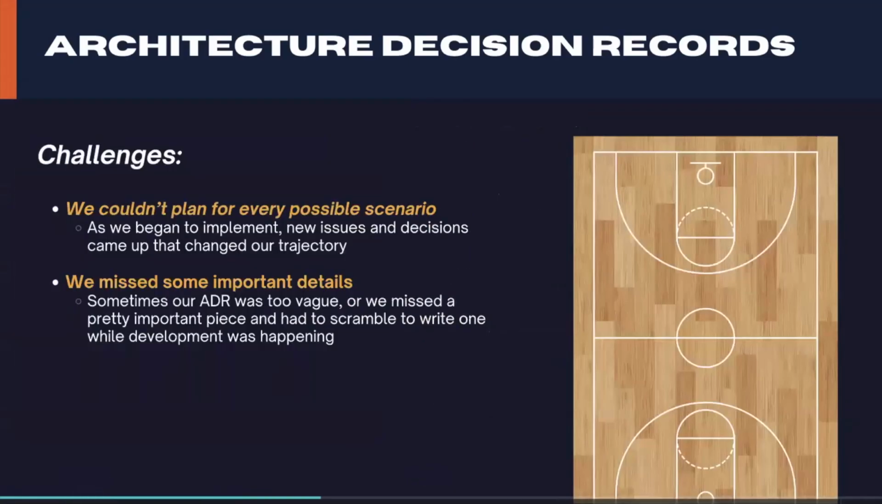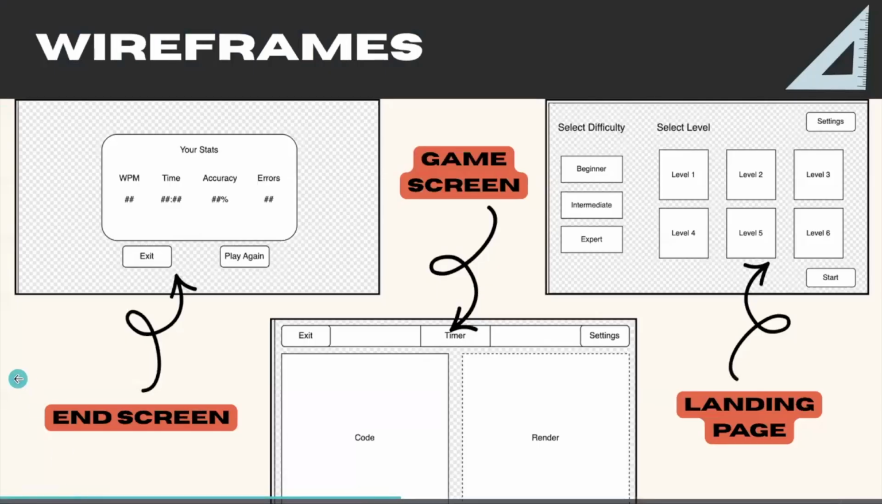The challenge is you can't plan for everything, and as we got deeper into development, new issues came up that we didn't anticipate, and some ADRs were too vague and others had to be written mid-development when gaps appeared. And here are the wireframes for our end screen, game screen, and landing page.